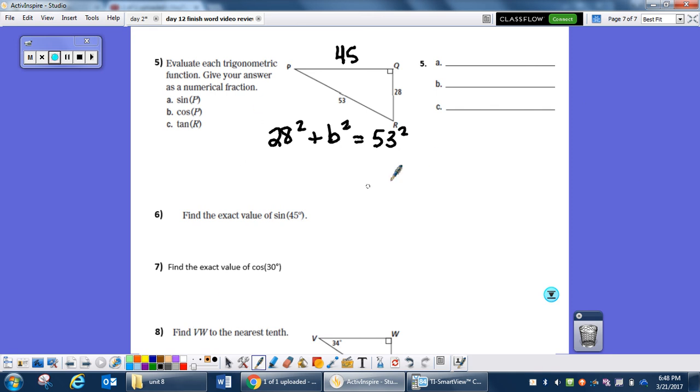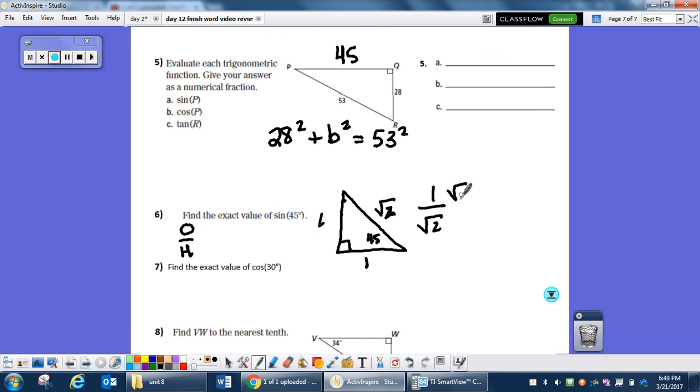Alright, number 6. Find the exact value of sine of 45. First thing I would do is remind myself that sine is O over H. So what I like to do is just sketch my special right triangle. I know that's 45, and it has ratios of 1, 1, square root of 2. So sine is opposite over hypotenuse, which is going to be 1 over the square root of 2, but that's a huge no-no. So we have to multiply times the square root of 2 to get rid of that square root, and it now becomes square root of 2 over 2.